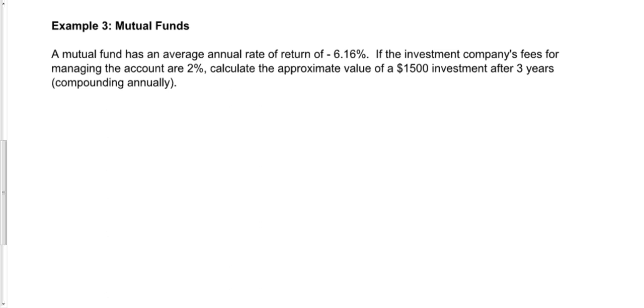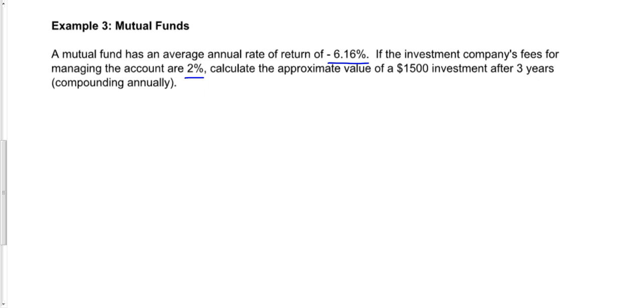So let's do an example of investing in a mutual fund. Let's say that a mutual fund has an average annual rate of return of negative 6.16%. If it has a negative return, that means the person's actually losing money, okay? And if the investment company's fees for managing the account are 2%, not only are you losing money on your investment, but you still have to pay the investment company for managing your money. And so you still have to pay them 2% of whatever it is you have in there.